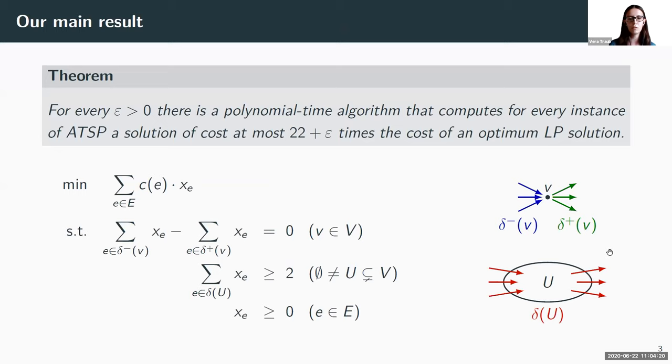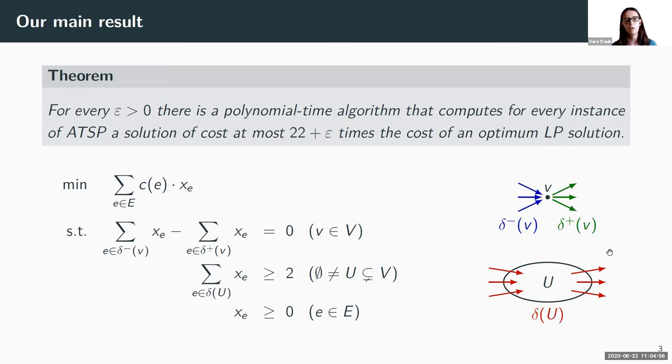So the LP that I refer to is written below. In this LP, we have a variable x_e for each edge e in our graph. Of course, we minimize total cost. And then as constraints, we require that the in-degree of each vertex equals its out-degree. And then for each subset U of the vertices, we have the constraint requiring that the total number of edges entering or leaving U is at least 2. And of course, non-negativity constraints. The optimal LP value always gives a lower bound on the cost of an optimum tour.